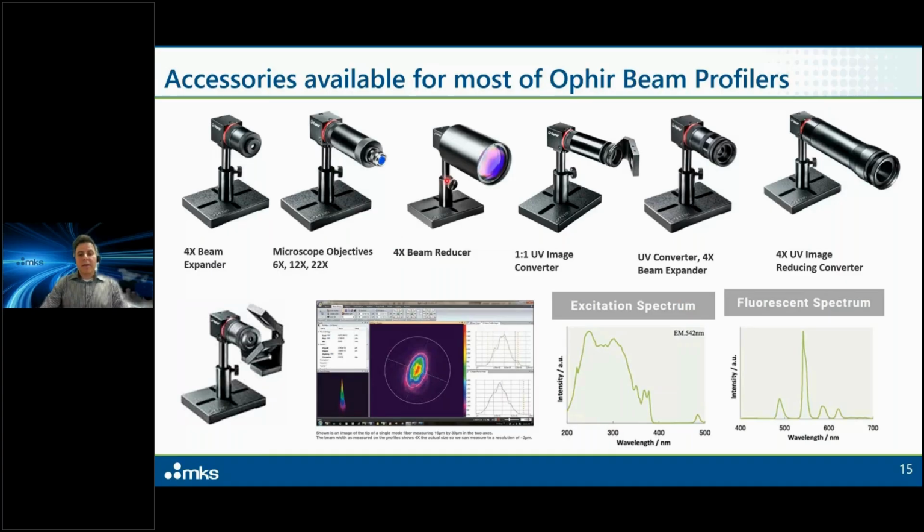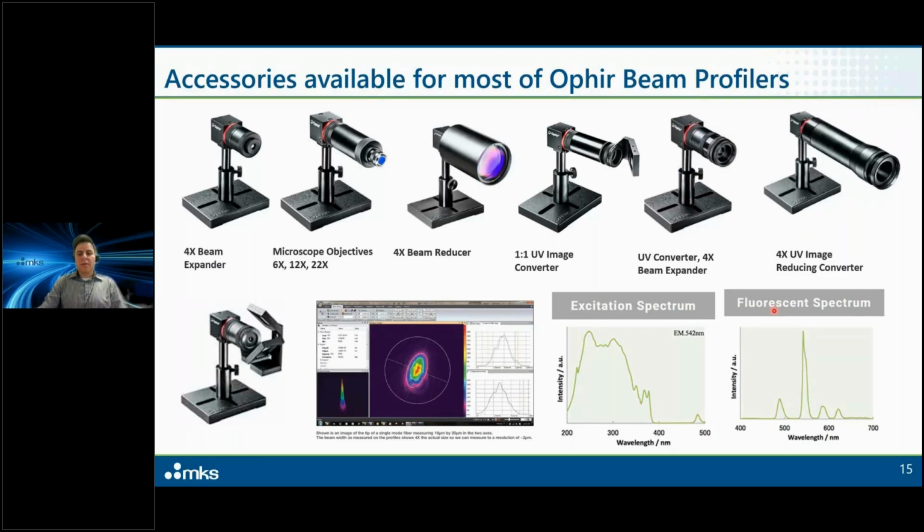On the contrary, our re-imaging beam reducer enables narrowing the beam by 4 times, so it can fit the imager area. It's used for collimated beams.